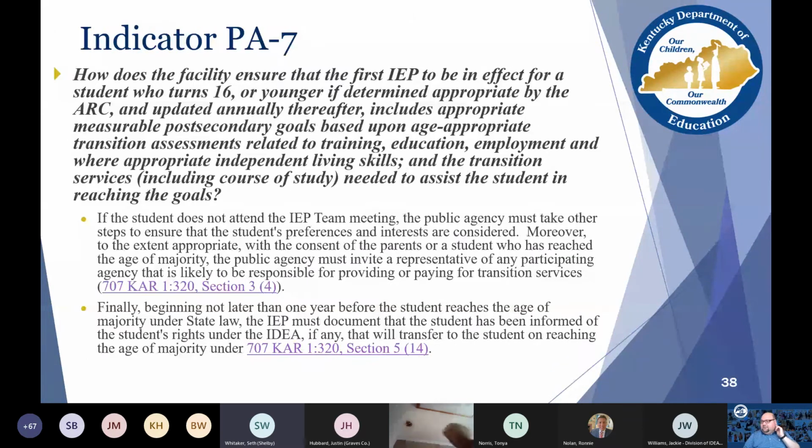The public agency must take steps to ensure that the student's preferences are considered if the student doesn't attend that IEP meeting. We talked about that a little bit earlier. Finally, the IEP must document, not later than 1 year before the student reaches the age of majority, that the student has been informed of the student's rights under the IDEA, and of any that will transfer to the student on reaching the age of majority. Whatever that age of majority is, which is 18 typically, then they have to receive those rights.